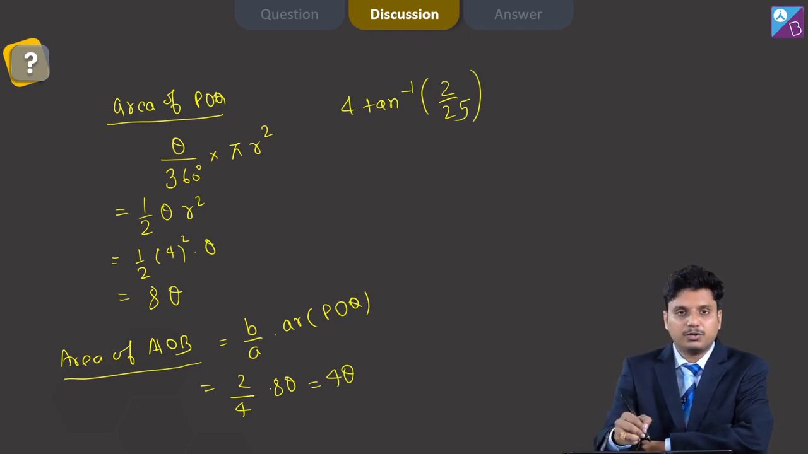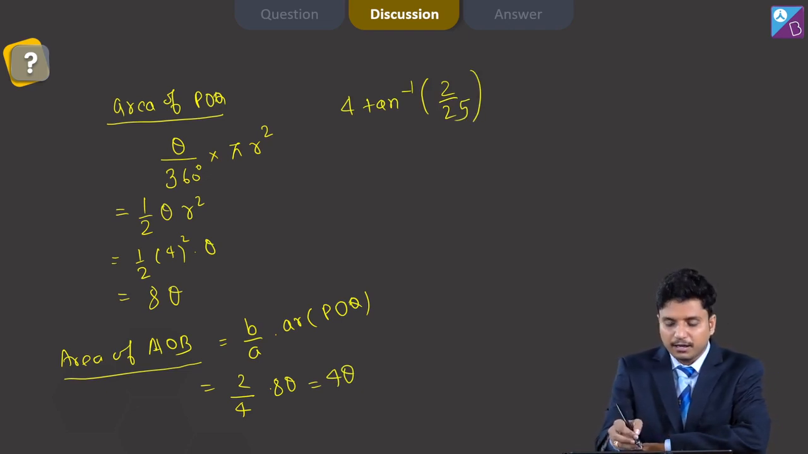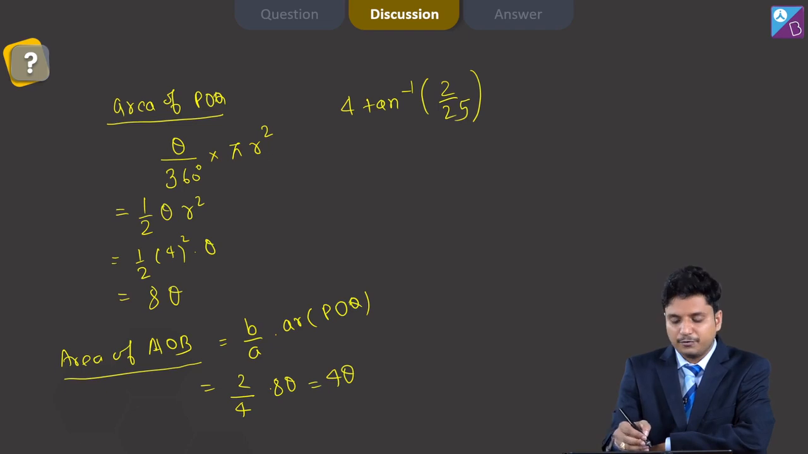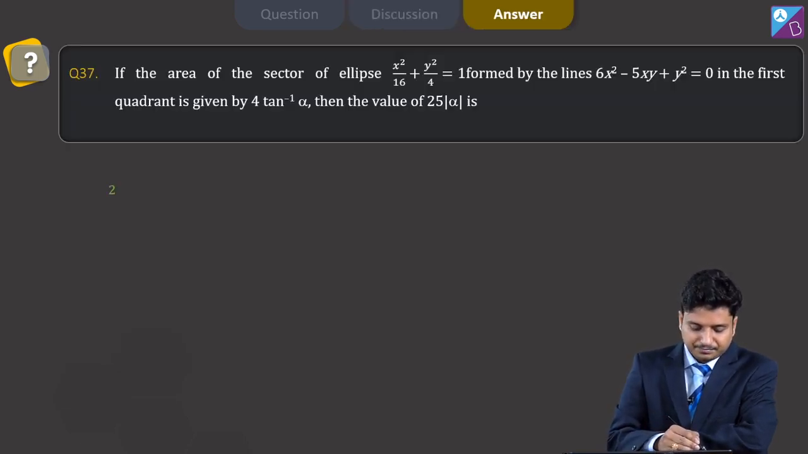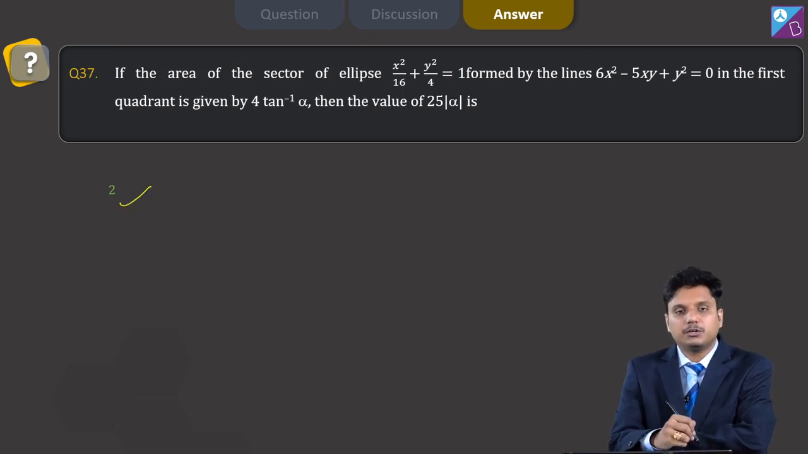What we have to find out? We have to find out 25 alpha, and that means 25 alpha's value will be equal to 2. So the correct answer for this will be equal to 2.